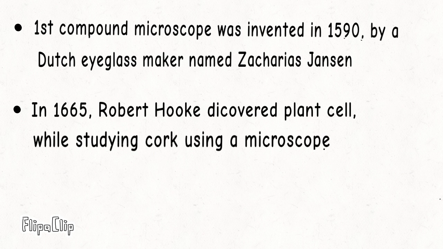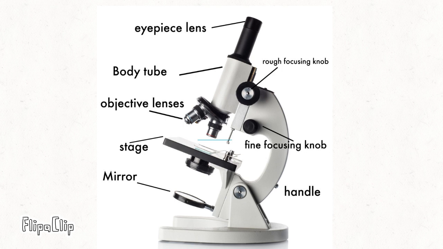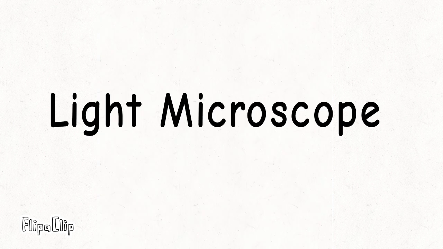In 1665, Robert Hooke discovered plant cell while studying cork shell of a plant. In 1674, Antony van Leeuwenhoek observed protozoa for the first time, and several years later bacteria. He called them animalcules. All the microscopes we talked about till now were all light or optical microscopes.